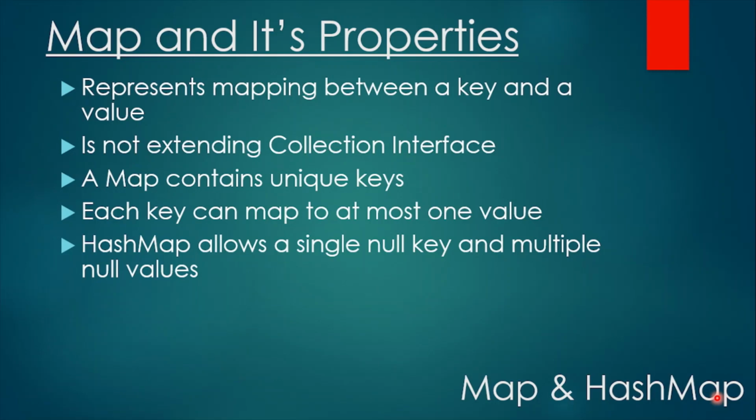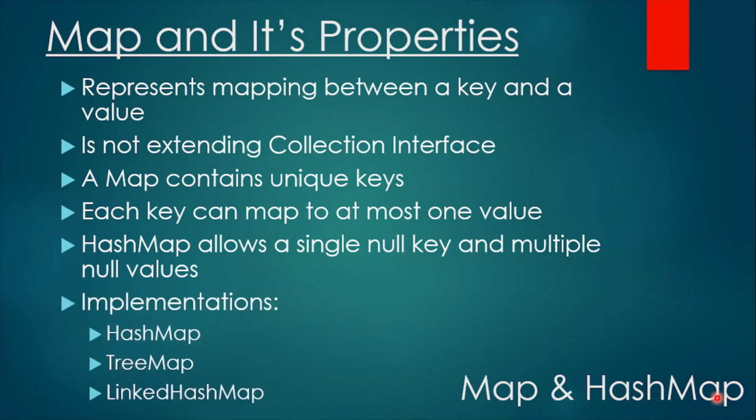And also after the introduction of generics in Java, it is possible to restrict the type of objects that can be stored in a Map. So HashMap is one of the implementations which allows a single null key and multiple null values. But this behavior is not applicable for its other implementations like TreeMap. There are three implementations of the Map interface.